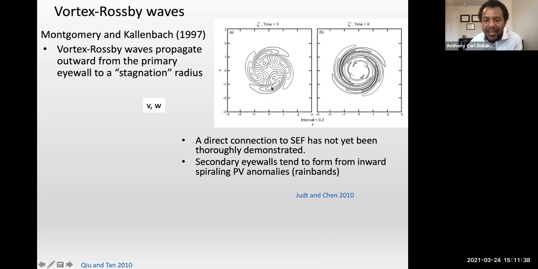Here you can see at time three, they spiral outward or inward at time three. And then over time, they tend to become skinnier as well. And as they become skinnier, which is a technical term, as they become skinnier over time, they also slow down in terms of how they propagate outward, and they can actually stagnate at a specific radius. And at the stagnation radius is where momentum can be deposited. And they hypothesize that this persistent depositing of momentum can be a pathway for secondary eyewall formation.